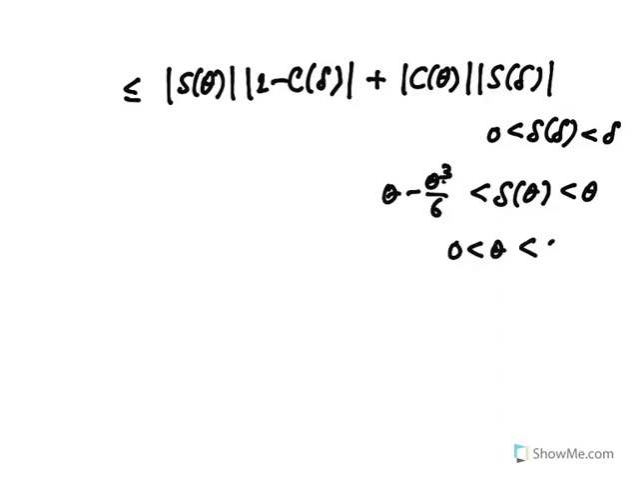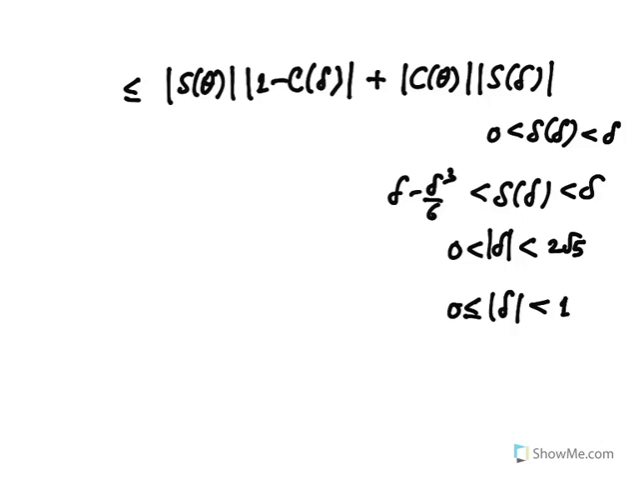provided theta was in this range. So I'm just using that where instead of theta I have delta everywhere. And delta is indeed in this range because, in fact, it's really the absolute value of delta that I want, because delta could be negative. But remember that the absolute value of delta is certainly non-negative, and I also chose it to be less than 1. So it is indeed less than 2 root 5.